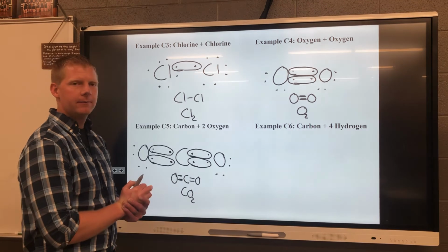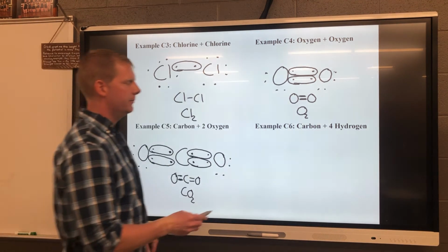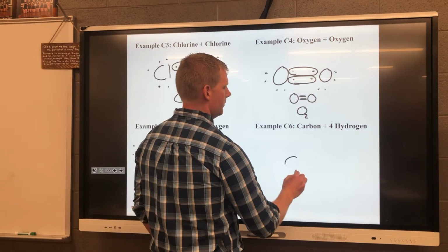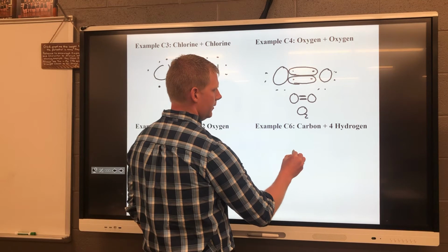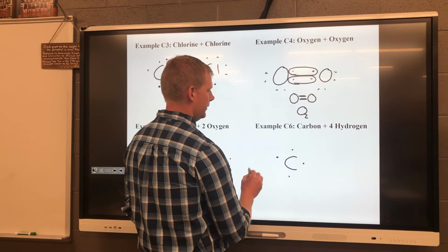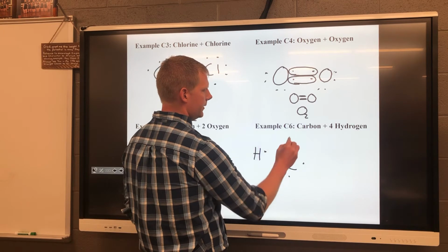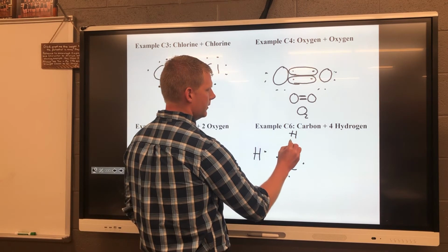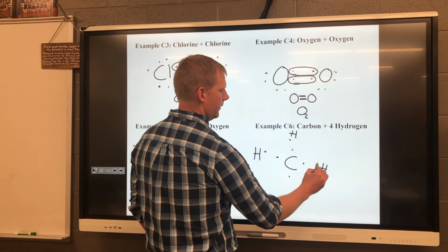All right, last one. We have carbon and 4 hydrogen. So maybe you can give this one a try. Pause this and try it on your own and see if you can get it correct. So we have carbon with 4 valence electrons. I have hydrogen with 1 valence electron each.